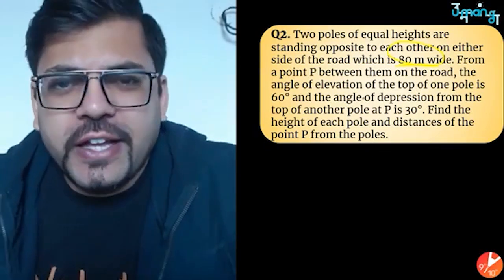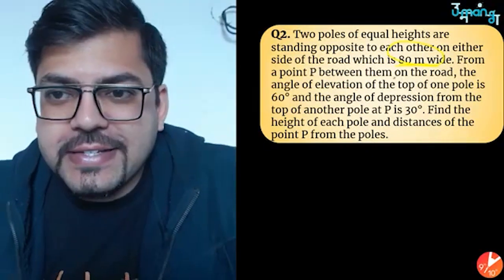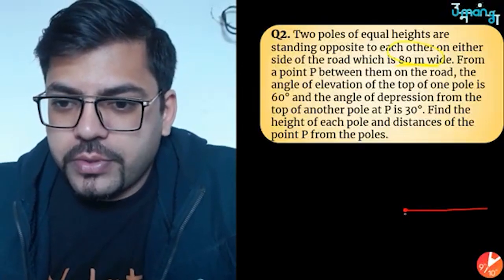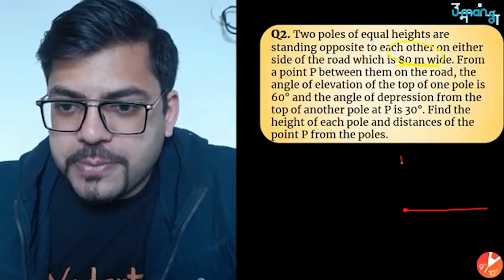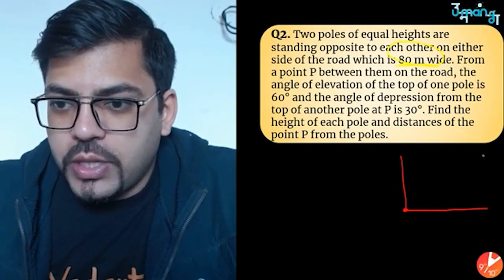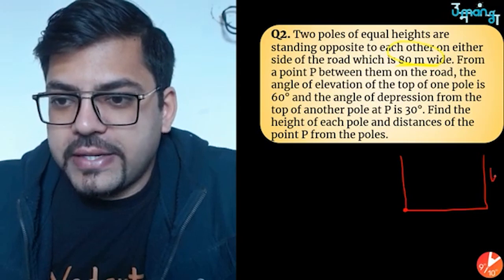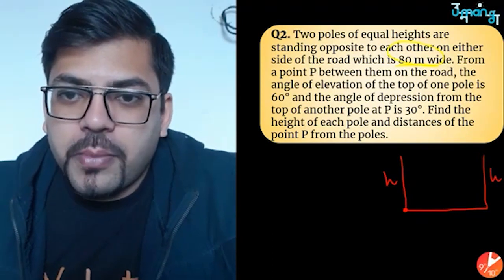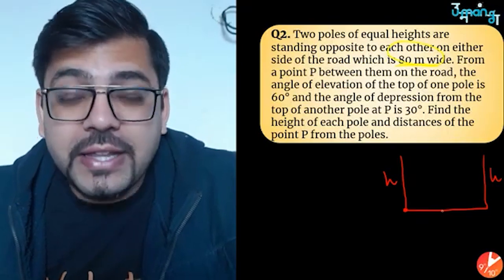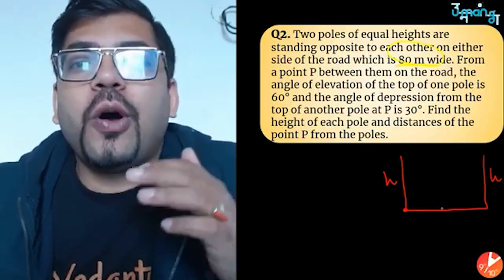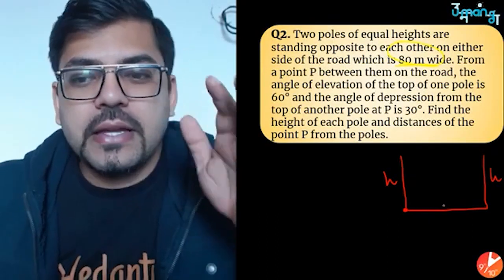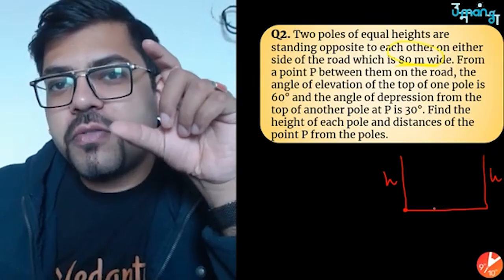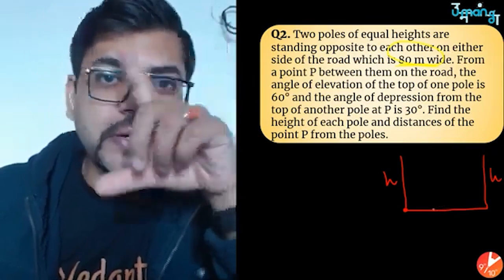Let's see how we have to solve this. It says that this is an 80-meter wide road. Now two poles, this is pole 1 and this is pole 2, and both of them have equal heights, H and H. Now, from a point P between them on the road. Between them does not mean on the midpoint. Most students make a mistake here, that they assume that in between the road means the midpoint of the road, but that is not true.